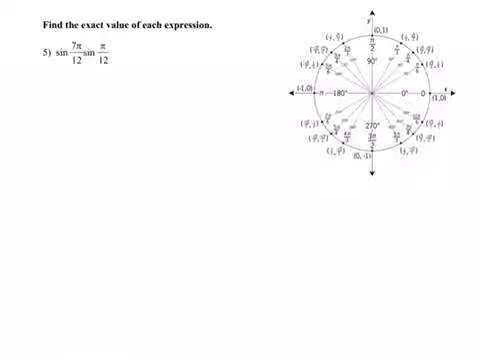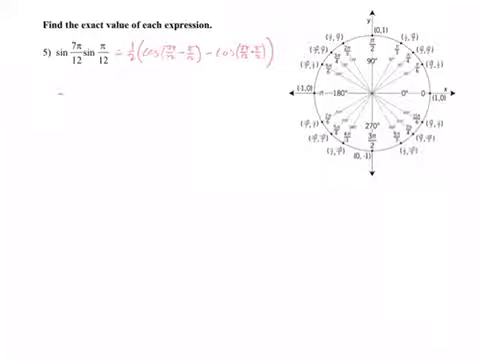Alright, now this says find the exact value of these. So notice this is sine sine. So this is going to be 1/2 times cosine of 7 pi over 12 minus pi over 12 minus cosine of 7 pi over 12 plus pi over 12. I just followed that identity from the previous page.